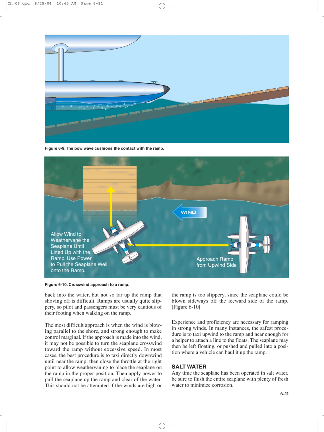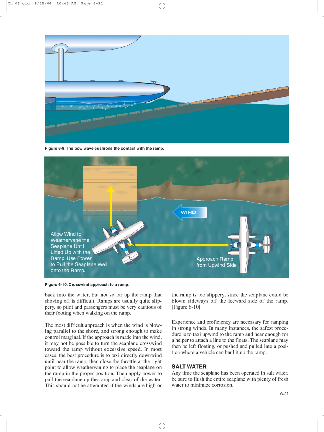The most difficult approach is when the wind is blowing parallel to the shore, and strong enough to make control marginal. If the approach is made into the wind, it may not be possible to turn the seaplane crosswind toward the ramp without excessive speed. In most cases, the best procedure is to taxi directly downwind until near the ramp, then close the throttle at the right point to allow weathervaning to place the seaplane on the ramp in the proper position. Then apply power to pull the seaplane up the ramp and clear of the water.